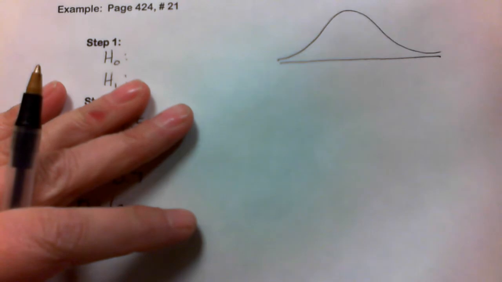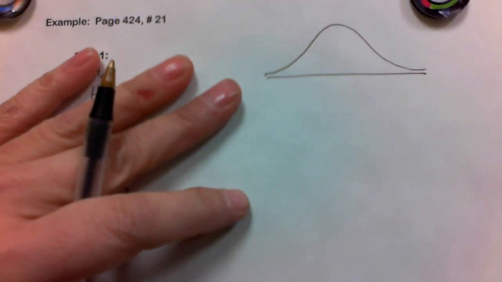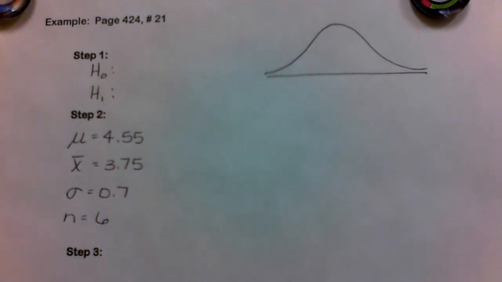I want to do one more to hopefully help you feel like you have a handle on this. We're going to do number 21 on page 424. Bill Arthur is a zoologist who studies Anna's hummingbird. Suppose that in a remote part of the Grand Canyon, a random sample of 6 of these birds were caught, weighed, and released, and they give us each of those 6. So we are given that X bar is 3.75 grams. We are given that sigma is 0.7. It is known that for the population of all Anna's hummingbirds, the mean weight is 4.55 grams.